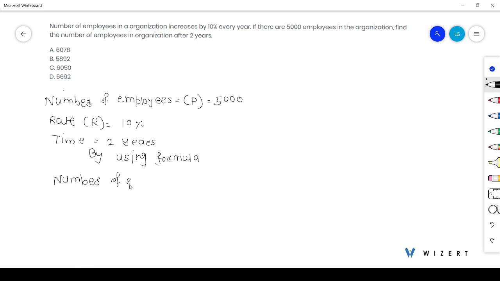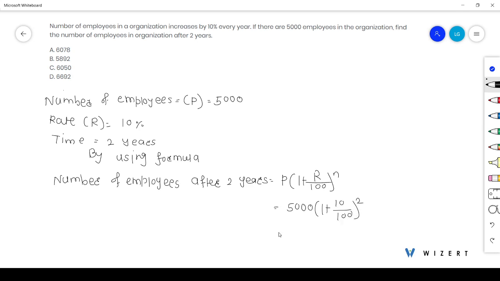number of employees after 2 years will be P into 1 plus R by 100 to the power N. So here P is 5,000 into 1 plus R is 10% divided by 100 to the power N means 2 years. So after calculating this, we get 6,050.